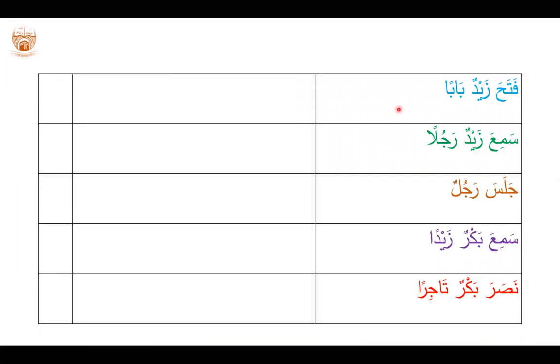All right, so let's look at these sentences here. The first one, Fataha Zaidun Baban. The verb that is being used is what type of verb? Immediately, we can see that it takes an object, and Baban is in the case of nasb, taking tanwin. And as such, it makes the verb a fi'lul muta'addi, or a transitive verb. Fataha Zaidun Baban, Zaid opened a door. So, a verbal sentence. Zaid opened the door.